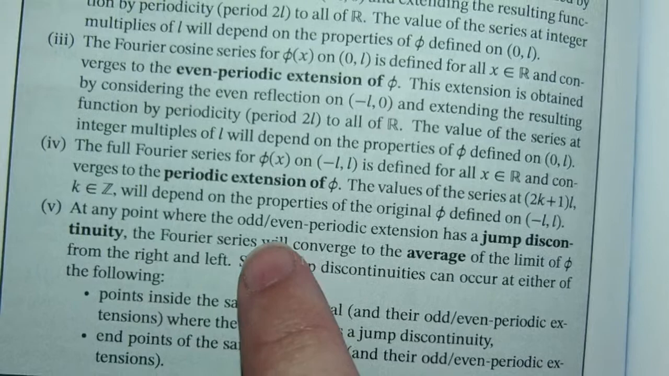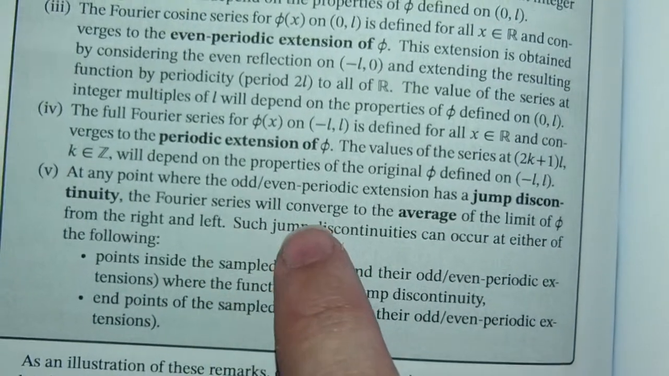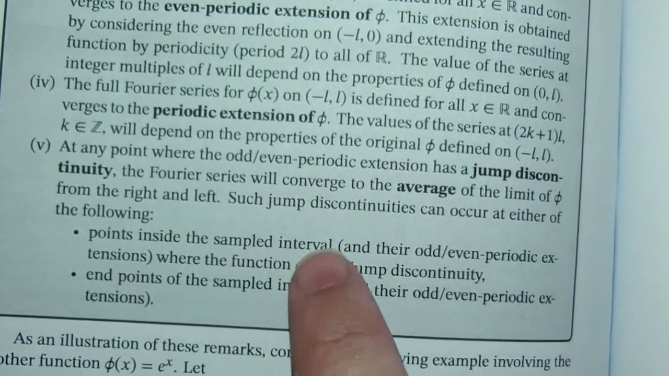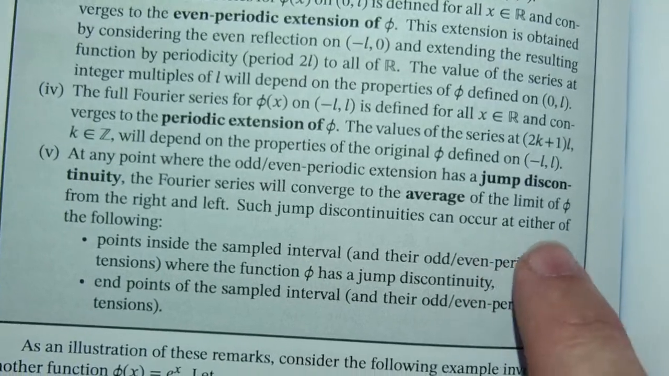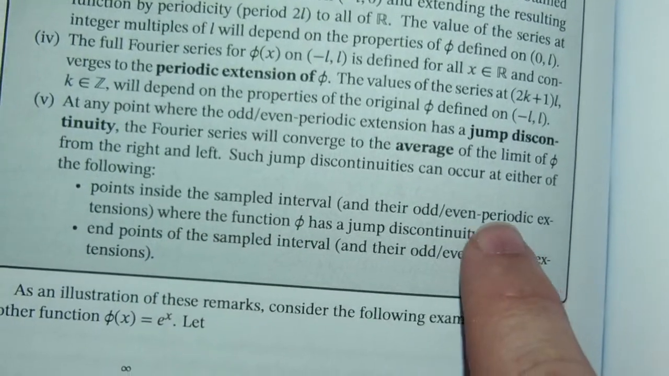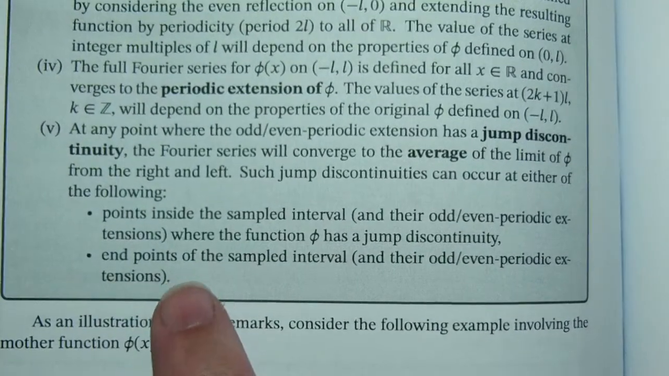At any point where the odd, even, or periodic extension has a jump discontinuity, the Fourier series will converge to the average of the limit of phi from the right and left. Such jump discontinuities can occur at either of the following: points inside the sampled interval and their odd, even, or periodic extensions where the function phi has a jump discontinuity, that's one. Endpoints of the sample interval.